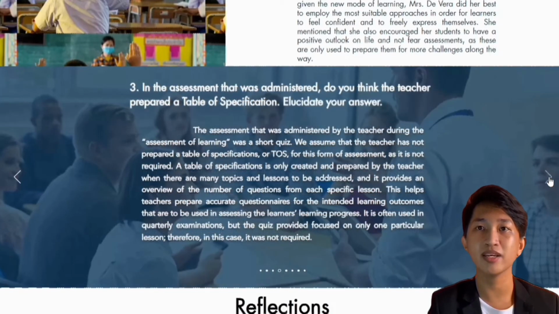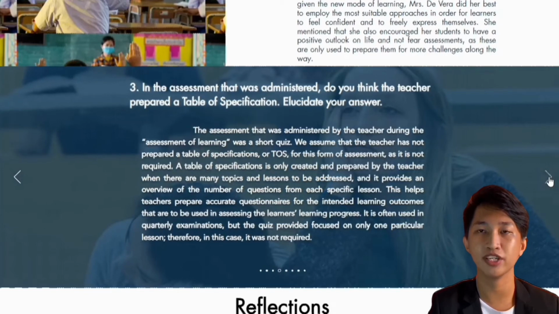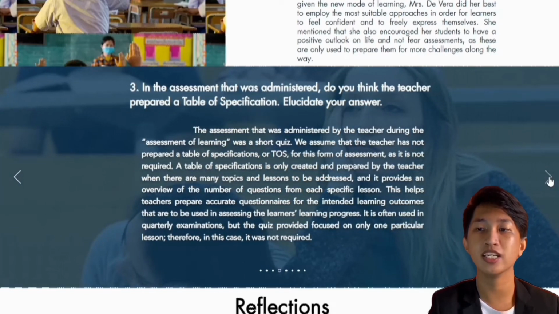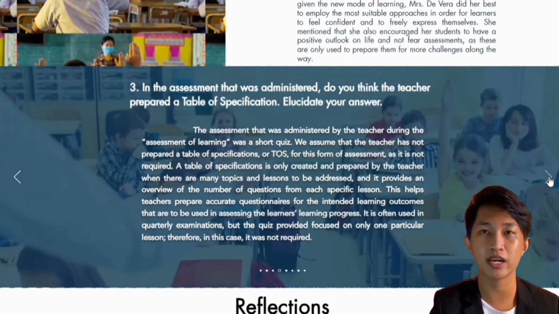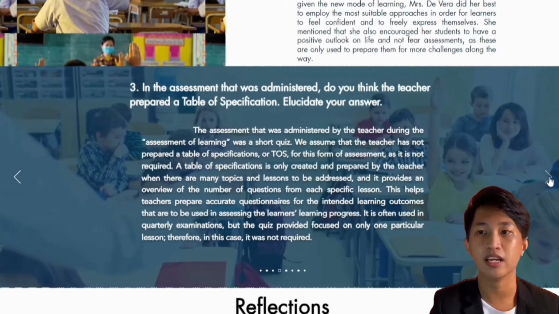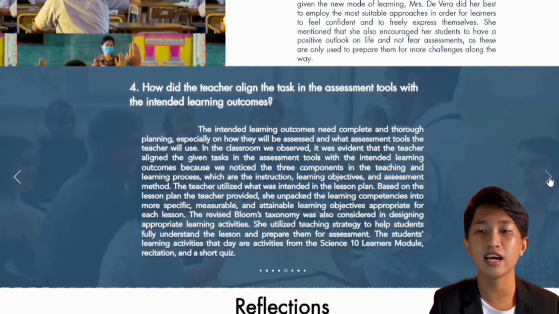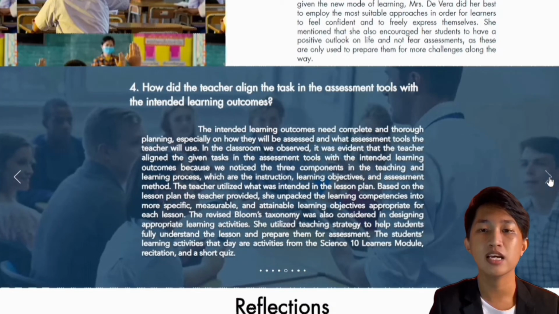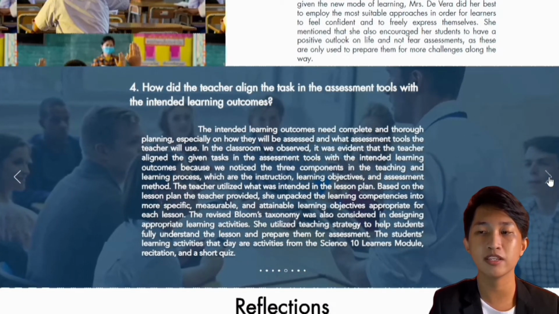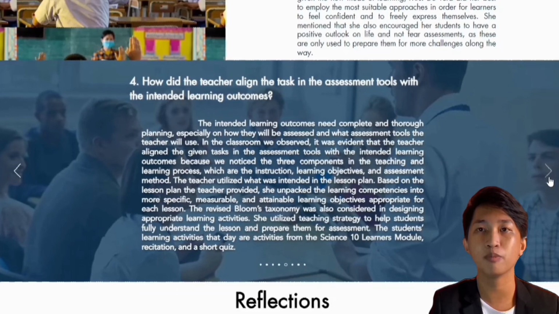The assessment that was administered by the teacher during the assessment of learning was a short quiz. We assume that the teacher has not prepared a table of specification or TOS for this form of assessment, as it is not required. Question number 4. The teacher aligned the given task and the assessment tools with intended learning outcomes. She unpacked the learning competencies into more specific, measurable, and attainable learning objectives appropriate for each lesson.